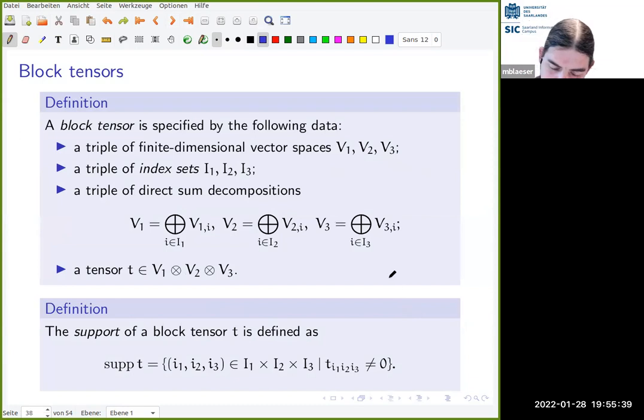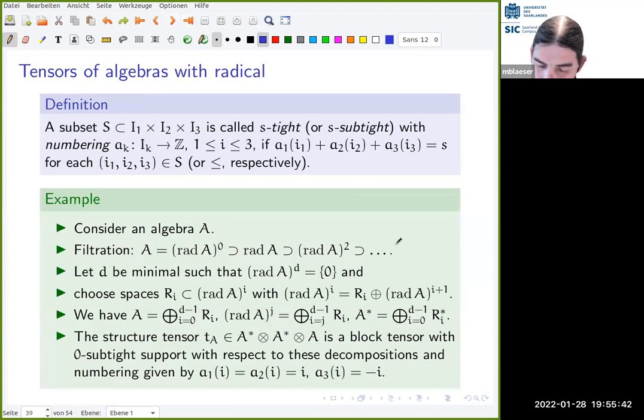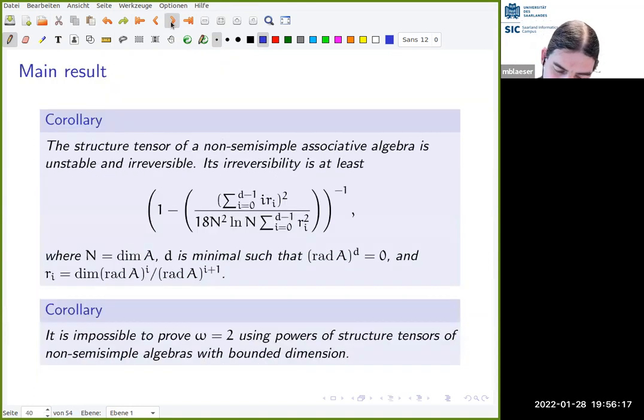Now let me briefly go over this. What we can prove is that whenever we have a tensor of an algebra with radical, we can show that it is unstable by giving appropriate weightings to the parts of the tensor, and this allows us to find a one-parameter subgroup which drives the whole tensor to zero. That's the overall idea. The details are a little bit tedious, but that's how we achieve this. And you can also get quantitative versions out of it.